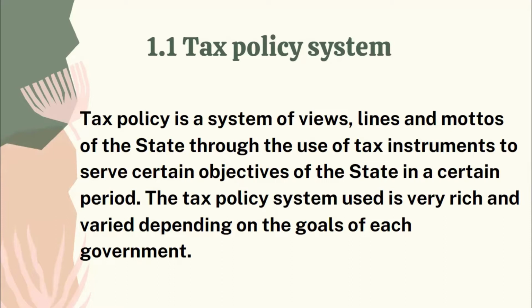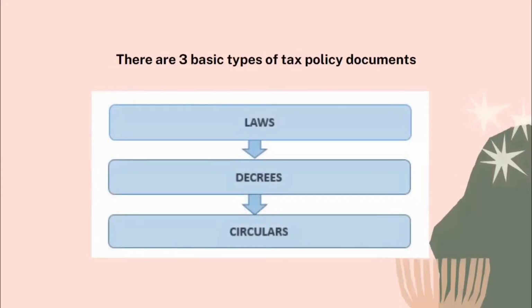Now we'll come to the tax policy system. Tax policy system reviews lines and models of the state through the use of tax instruments to serve certain objectives of the state in certain periods. The tax policy system is very rich and varied depending on the goals of each government. And tax policy is concretized through tax policy documents, and there are 3 basic types of tax policy documents.